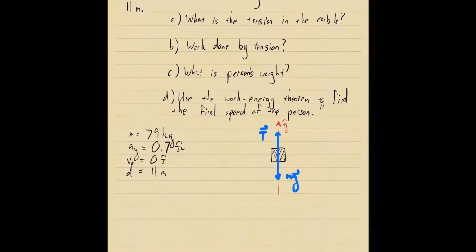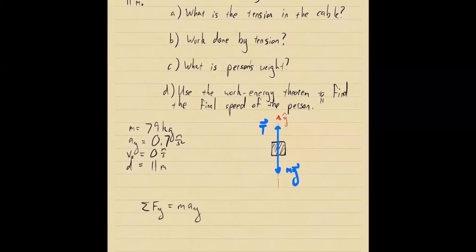So what we can do, we know that when we look at Newton's second law in the y direction, that's equal to the sum of the forces in the y direction, but that's equal to the mass of the person times the person's net acceleration. So we only have two forces in this problem, right? The tension pulling up and the weight pulling down. So this becomes the tension T pulling up minus the person's weight pulling them down. And this is going to be equal to the person's mass times their net acceleration in the y direction.